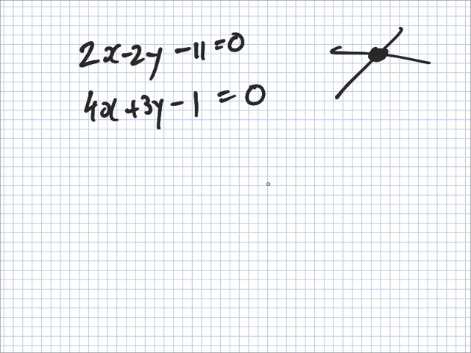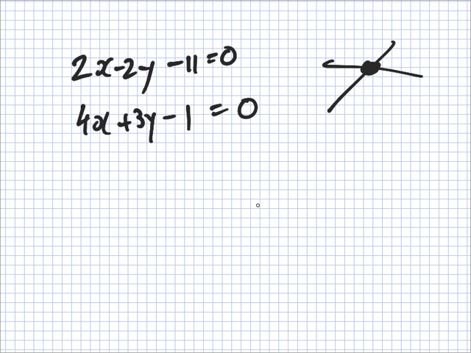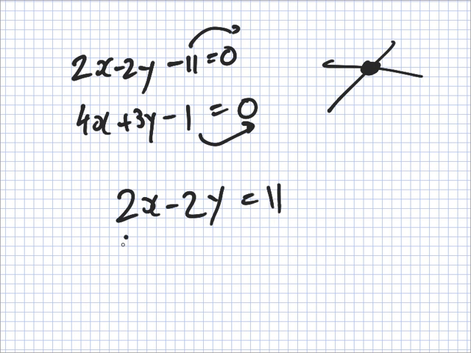Rearrange a little bit. Yeah. Now, how do you want to rearrange here? What should we move? I'm kind of happy with the x and the y's being together on one side, but I don't quite like the number here. I should bring them over. So I get 2x minus 2y equals 11, and 4x plus 3y equals 1.